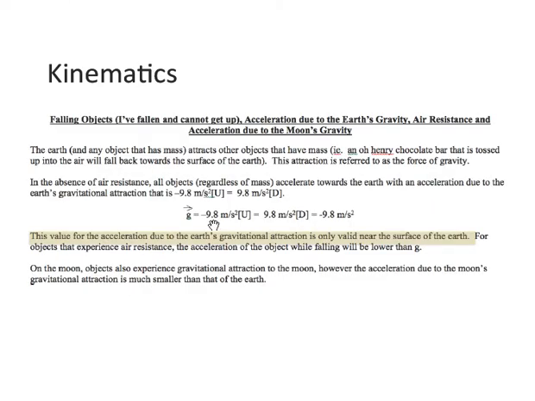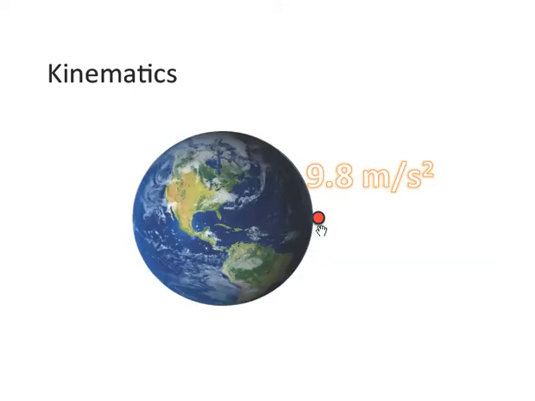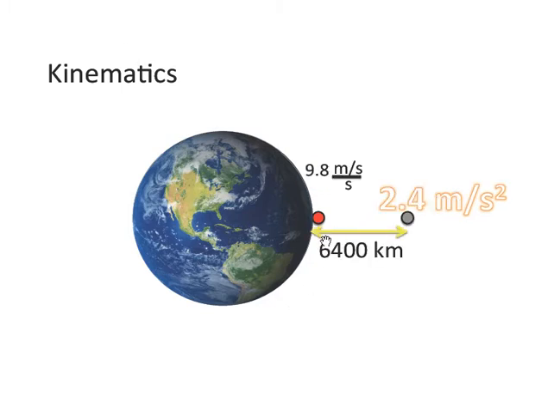This value for the acceleration due to the Earth's gravitational attraction is only valid near the surface of the Earth. So what does that mean? Well, if we have an object near the surface of the Earth, its acceleration due to gravity will be 9.8. However, if we move this object now at a distance of 6,400 kilometers, which is about the radius of the Earth, notice the value of acceleration due to gravity drops significantly. It's now only 2.4. It's not 0 though.